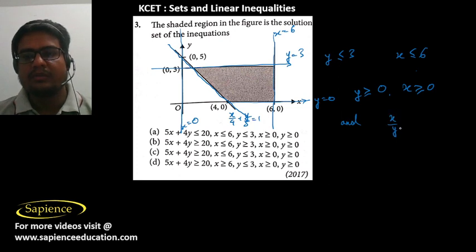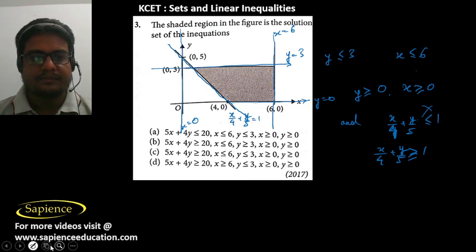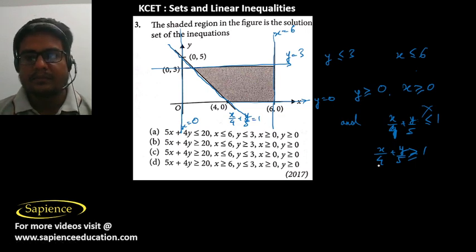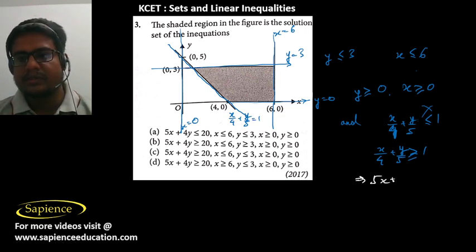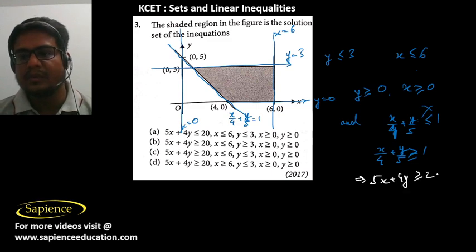So now x by 4 plus y by 5 can be less than or equal to 1, or it can be greater than or equal to 1. So here 0 comma 0 should not satisfy, so this is wrong. 0 comma 0 is satisfying here, but therefore x by 4 plus y by 5 should be greater than or equal to 1. So it means that 5x plus 4y should be greater than or equal to 20.